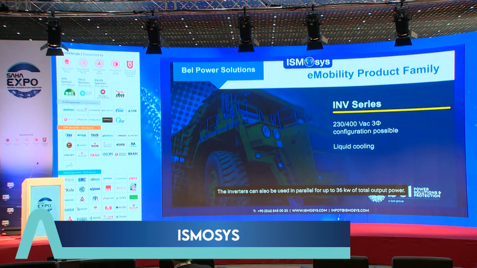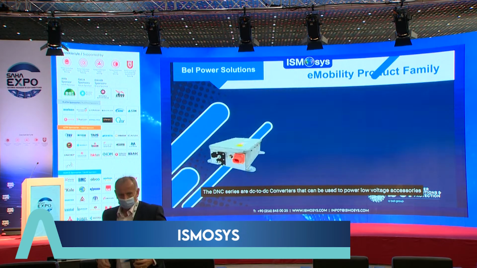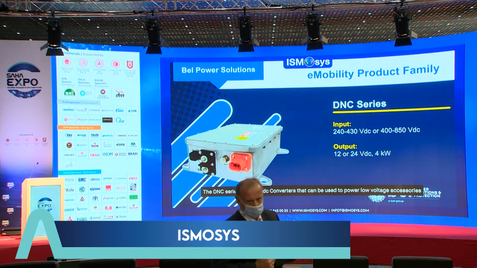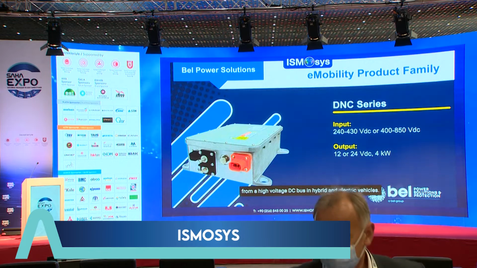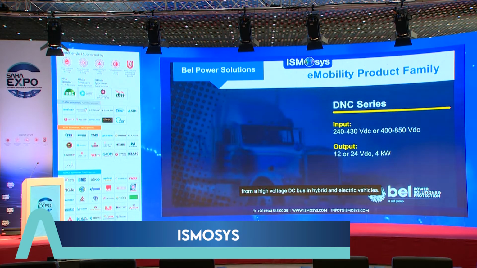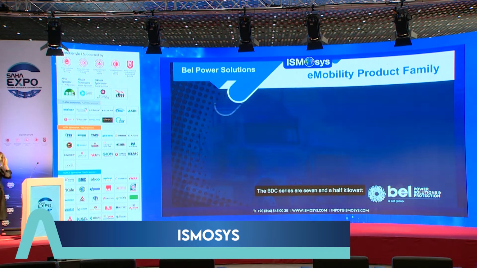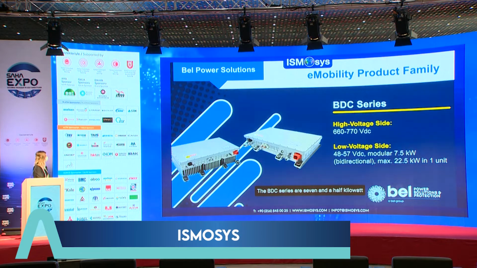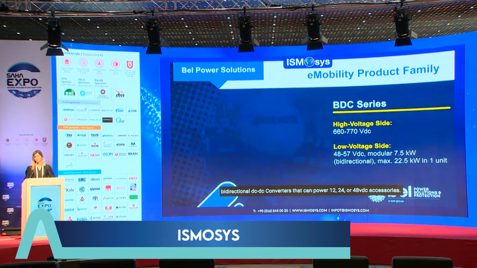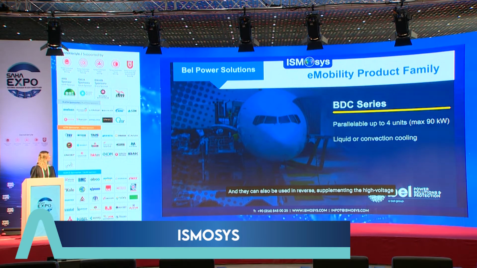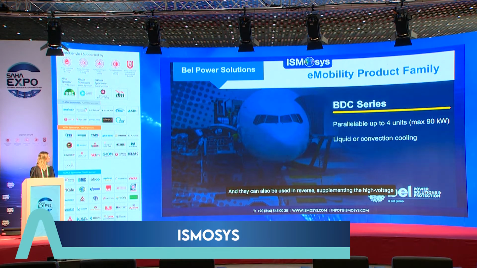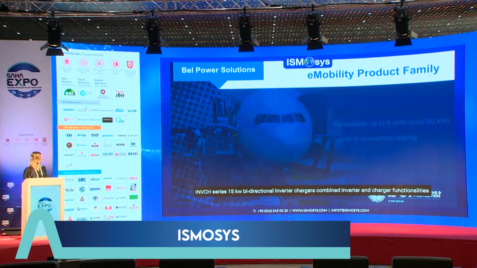The inverters can also be used in parallel for up to 36 kilowatts of total output power. The DNC series are DC to DC converters that can be used to power low voltage accessories from the high voltage DC bus in hybrid and electric vehicles. The 4 kilowatt DC to DC converters can provide 12 or 24 volt DC outputs. The BDC series are 7.5 kilowatt bidirectional DC to DC converters that can power 12, 24, or 48 volts DC accessories. And they can also be used in reverse, supplementing the high voltage bus from the low voltage side.